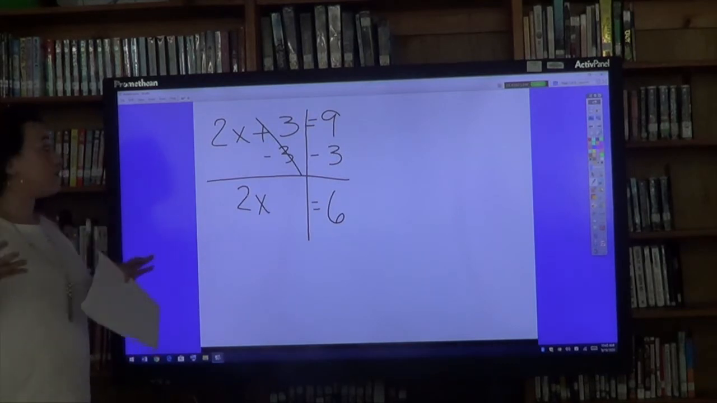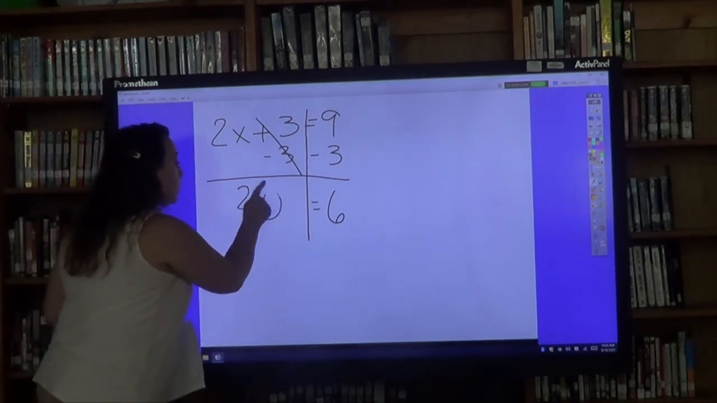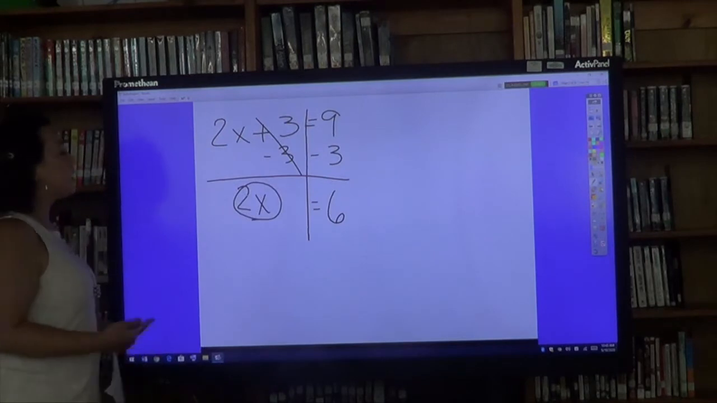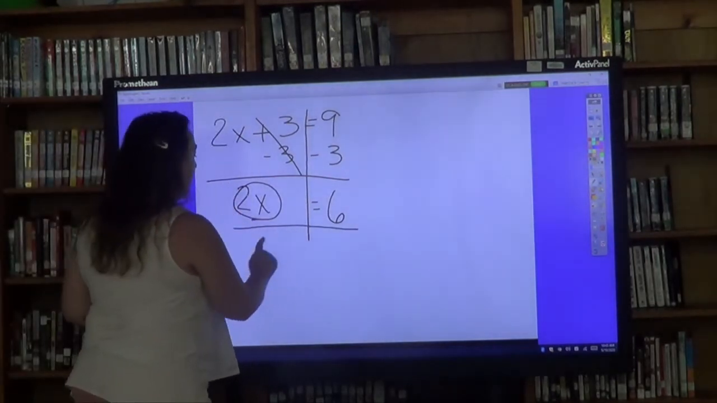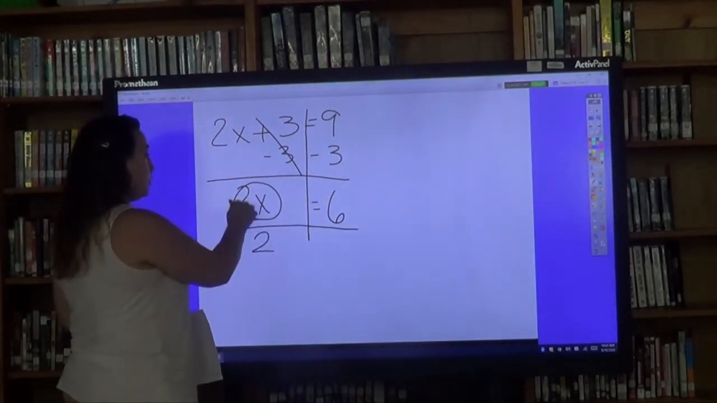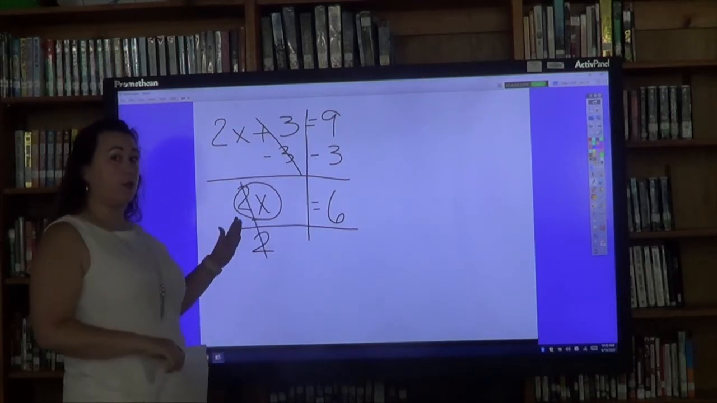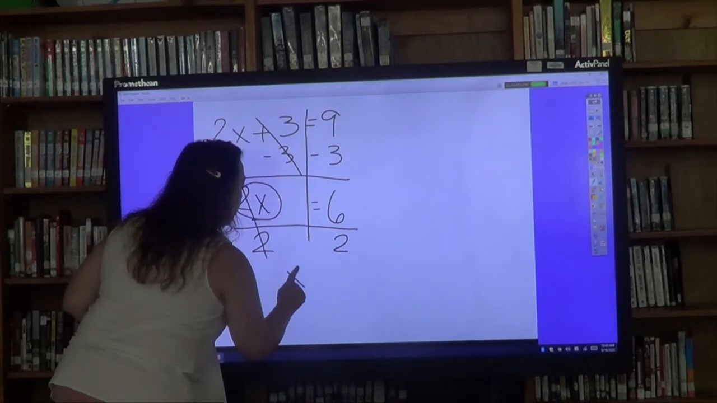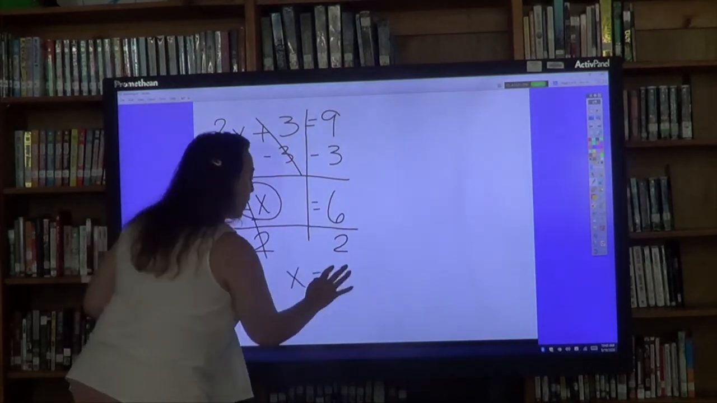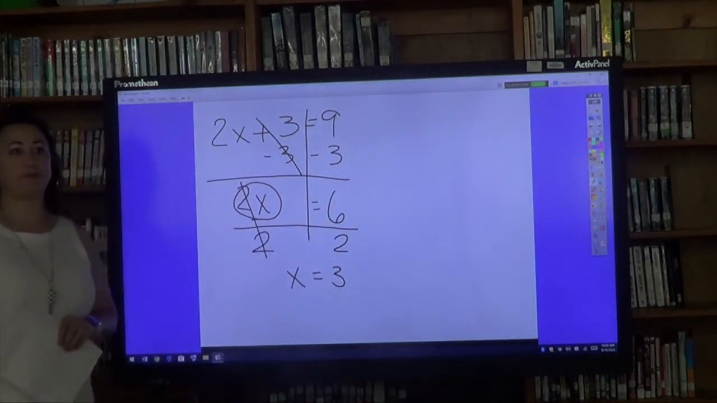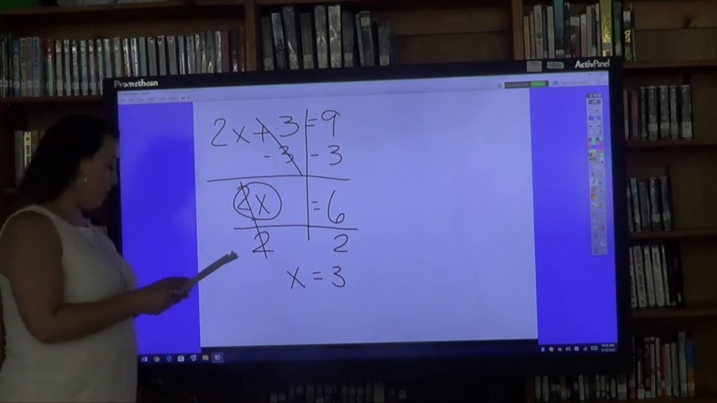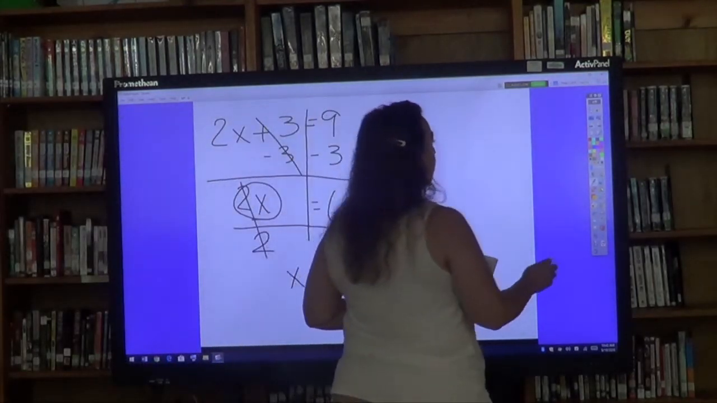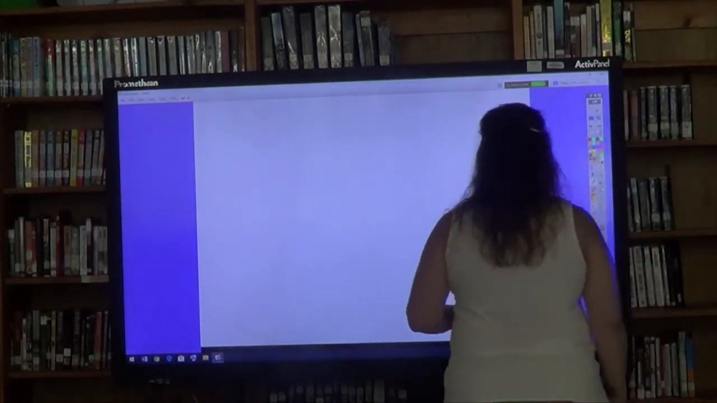All right, the inverse of multiplication, remember this means multiply. So the inverse of multiplication is divide. So I'm going to divide it by 2. Remember, you divide one side by 2, you got to divide the other side by 2. So x equals 6 divided by 2 is 3. All right, so let's look at another example here.